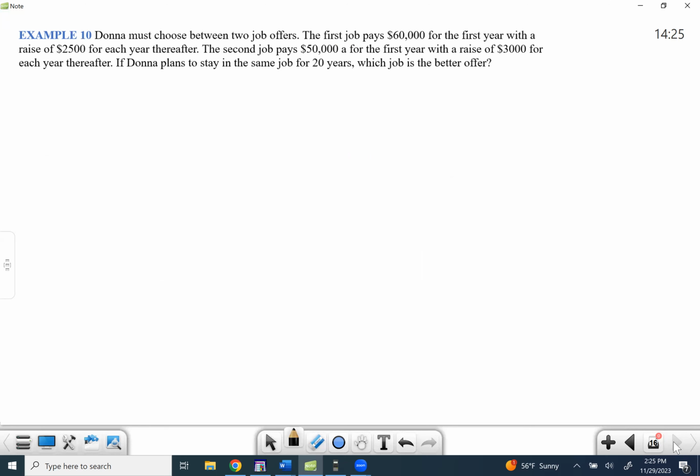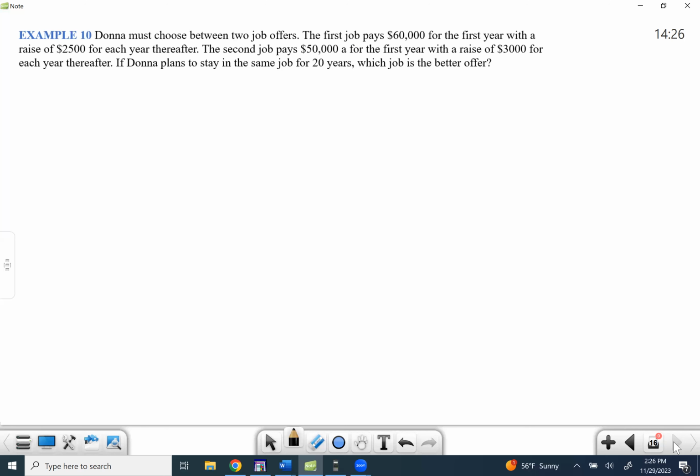Last problem, and a very important one if you are job hunting. So it says Donna must choose between 2 job offers. The first job pays 60,000 for the first year with a raise of 2,500 each year thereafter. The second job pays 50,000 for the first year with a raise of 3,000 for each year thereafter. So you can see the dilemma. One of them starts off high but doesn't give as much of a raise. The other one starts off lower and gives a higher raise. So she wants to know if she plans to stay at the same job for 20 years, which job is the better offer?